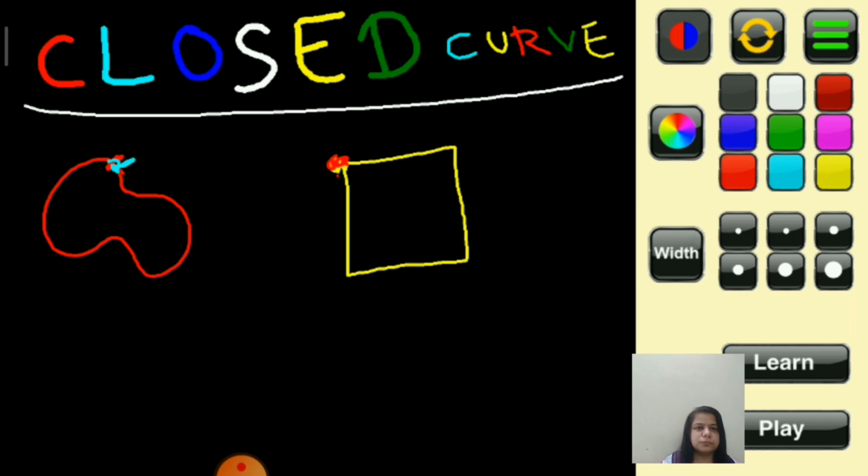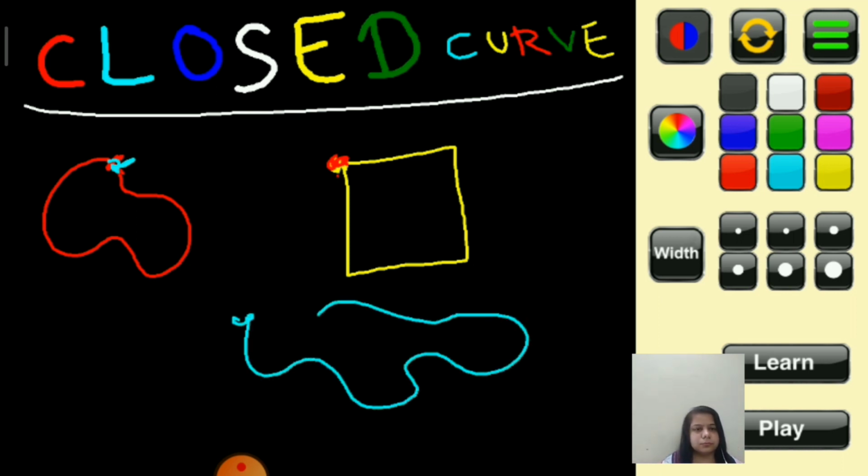Let's take one more example. It starts from this point. I'll go like this, and again I'm ending at the same point. So this is again a closed curve. And again, it is bounding some region within it. A curve which bounds some region is called a closed curve.